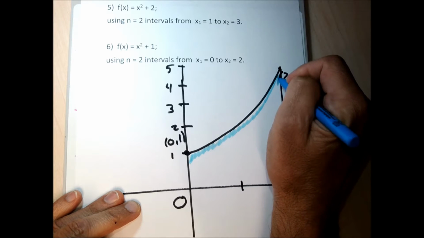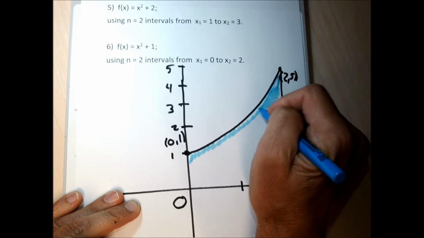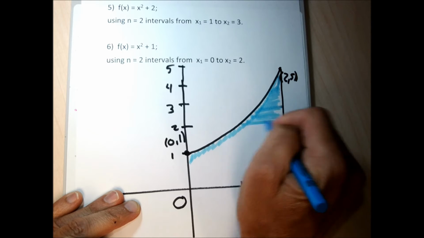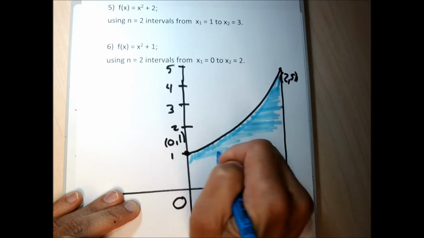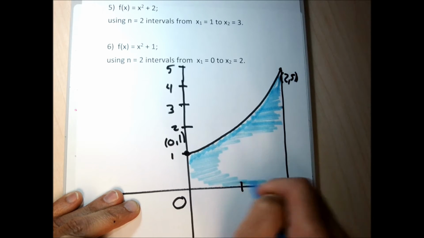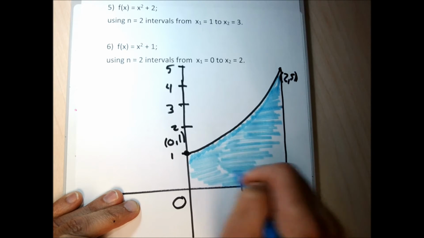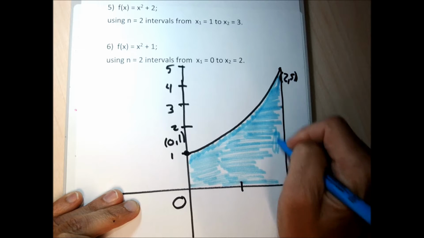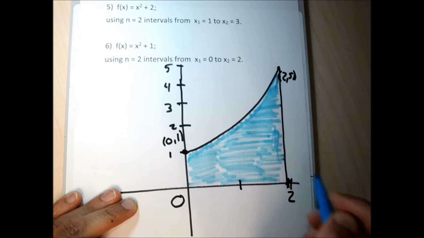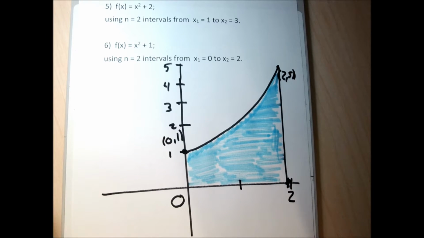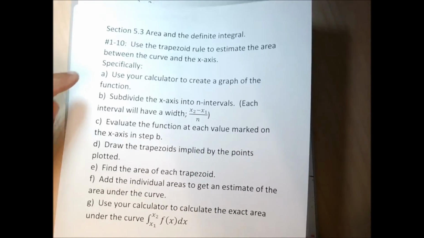And I'm going to do it by finding the area of 2 trapezoids and adding them together. And that's going to probably overestimate the area again. So my goal, this is what part G is going to do. It's going to find this area exactly. Again, that's not necessary to do, but I just like to do it. All right, so part A, I've sketched a graph.